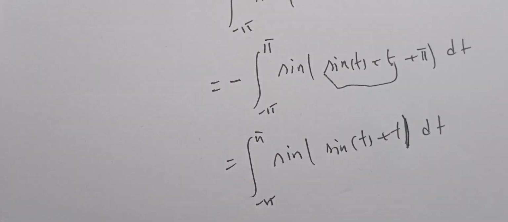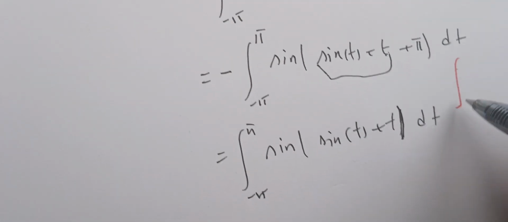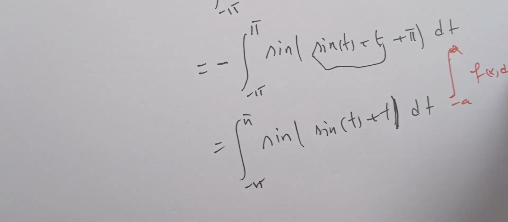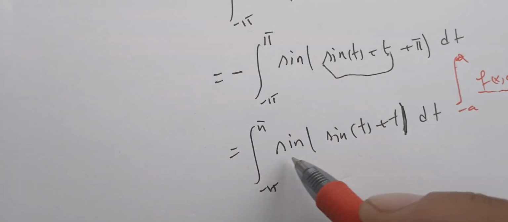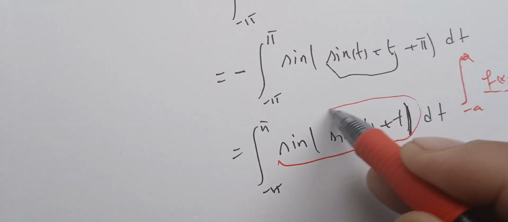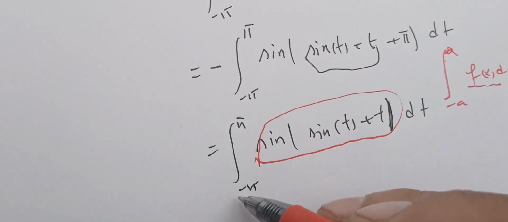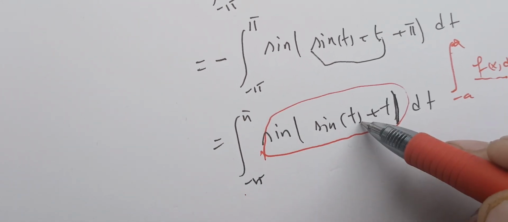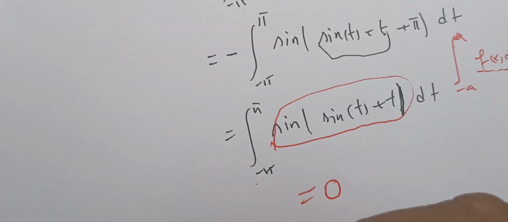Here remember that when I have a function, the integral of f of x dx between minus a and a is 0 if f is odd. This one is an odd function here, and a is pi. So therefore, the integral between minus pi and pi of an odd function is 0. So this means that my integral is just 0.